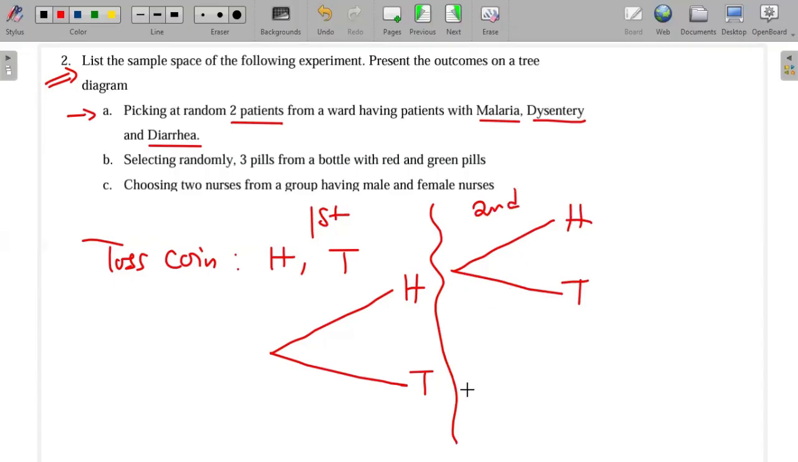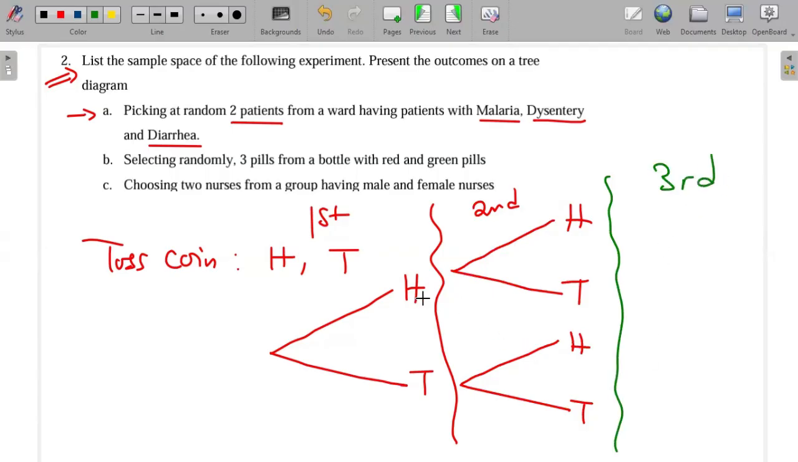If in the first toss you had gotten head, then in the second toss there's a possibility that you can get the head or you can get the tail again. So what I'm drawing here is what we are calling the tree diagram. Again, I can go on and do a third toss. If my first toss gave me head and my second one gave me head, there's also a possibility that this third one will give me a head, or it can give me a tail. So this is my third toss.